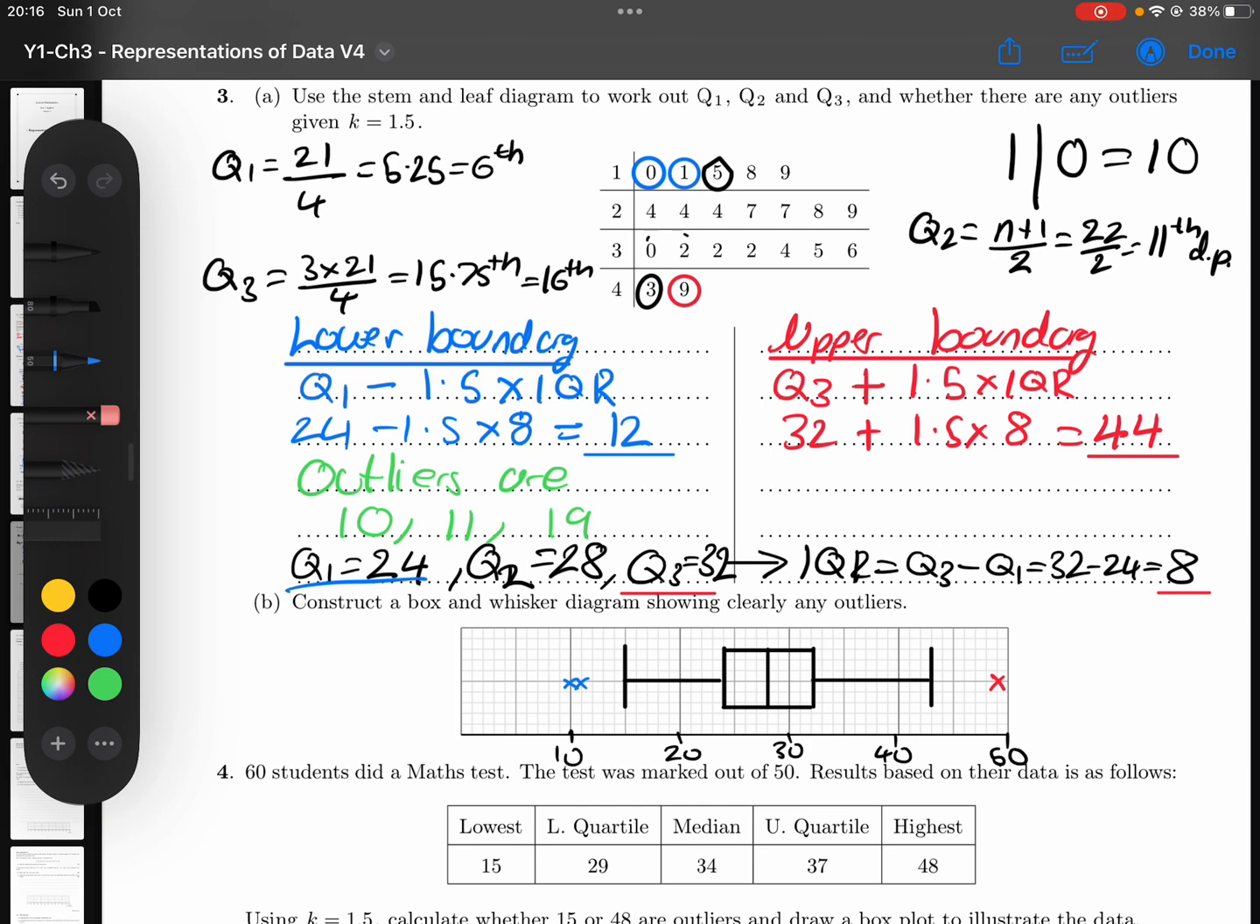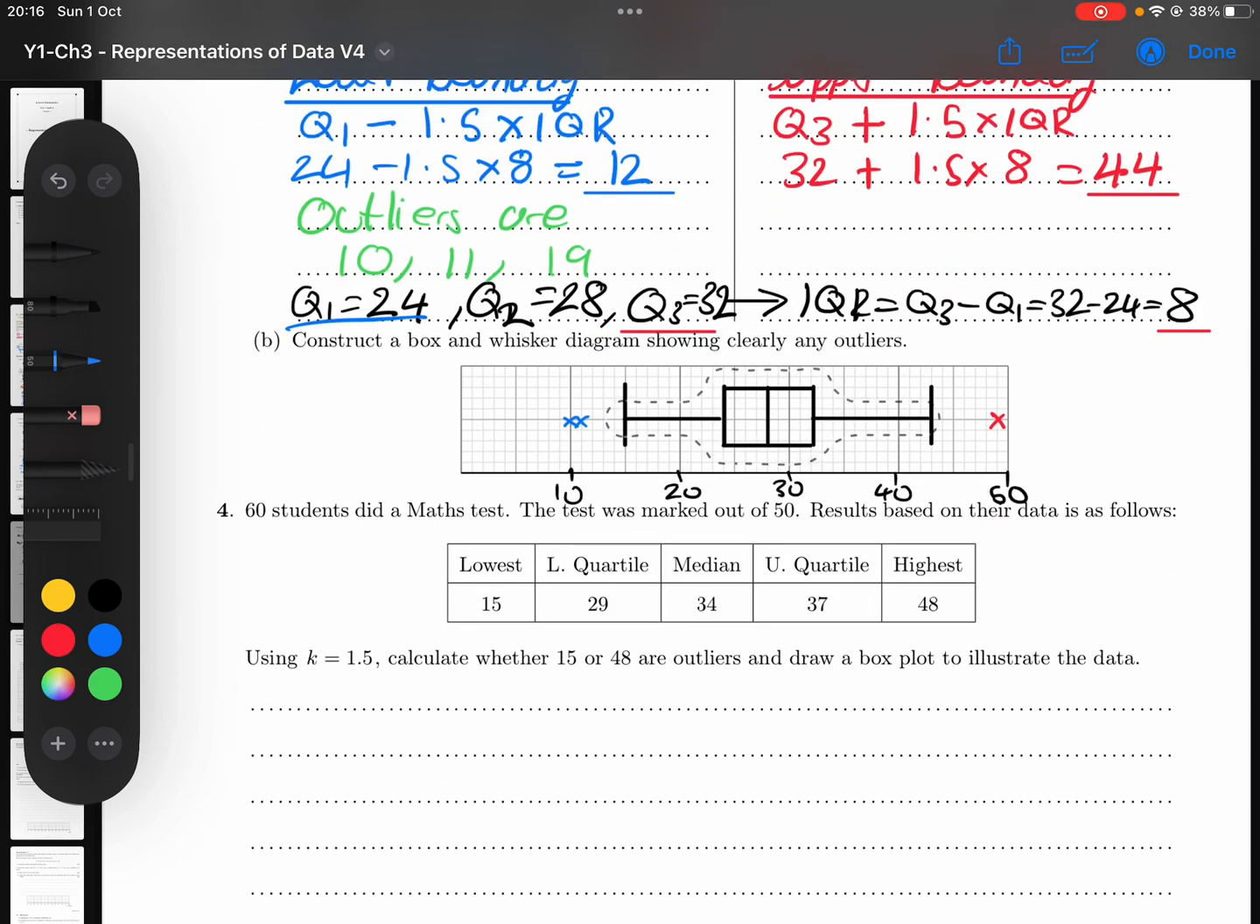And then we have a box and whisker diagram where we can see the outliers. We can see the minimum and the maximum value. And then in the centre, we can see the lower quartile, the median, and the upper quartile. Okay, let's do a similar question to reinforce those ideas.